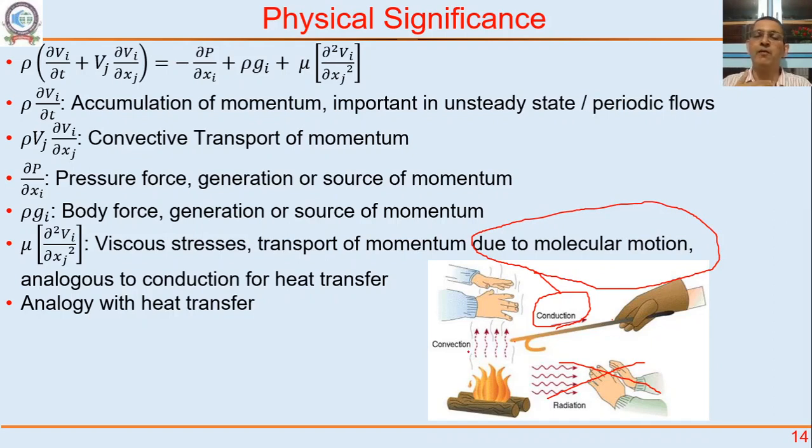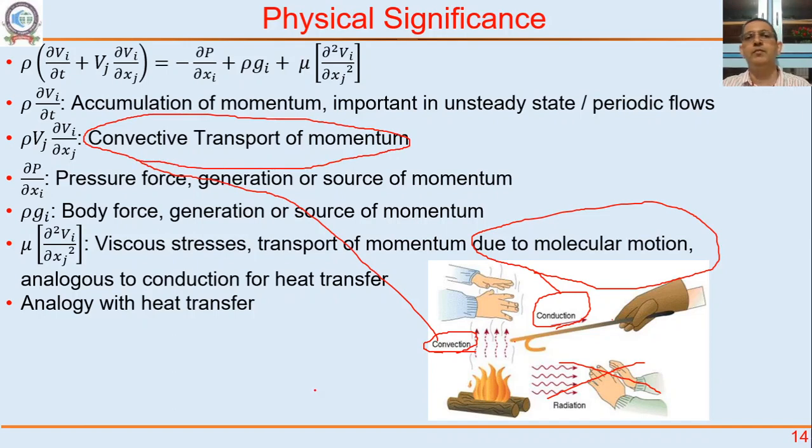Convection: hot air comes on our face, hot air comes on our body. So we feel hot because of velocities, because of bulk motion. A fan is throwing air at us. Bulk motion is called convection. So this is convective transport of momentum. These are sources of momentum.